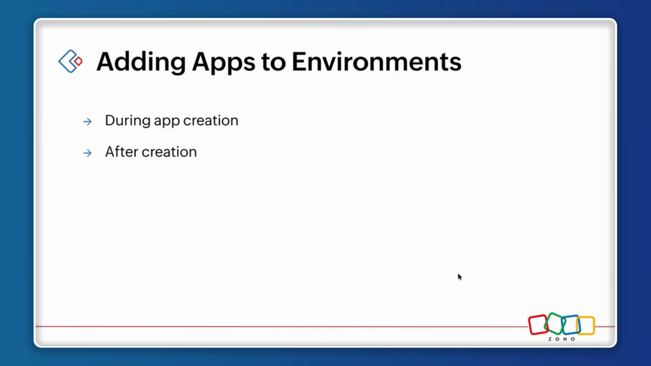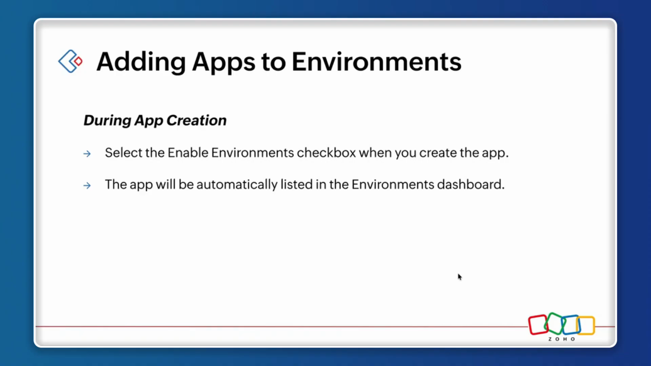So let's get into a deeper understanding of these two major concepts. First, during app creation. When I'm trying to create an application from scratch, you will be provided with an option, enable environment. Once you enable that checkbox, your app will be added or listed in the environment dashboard when you're creating it from scratch itself.